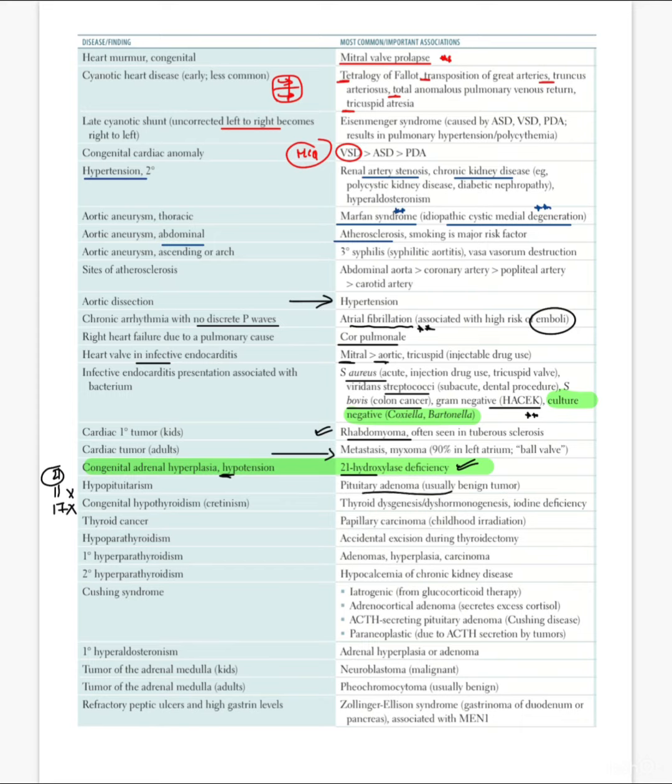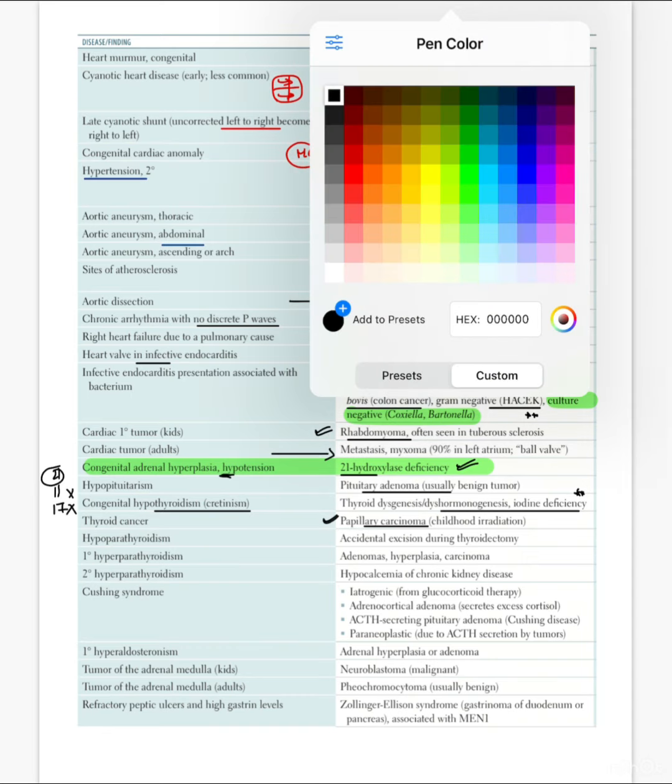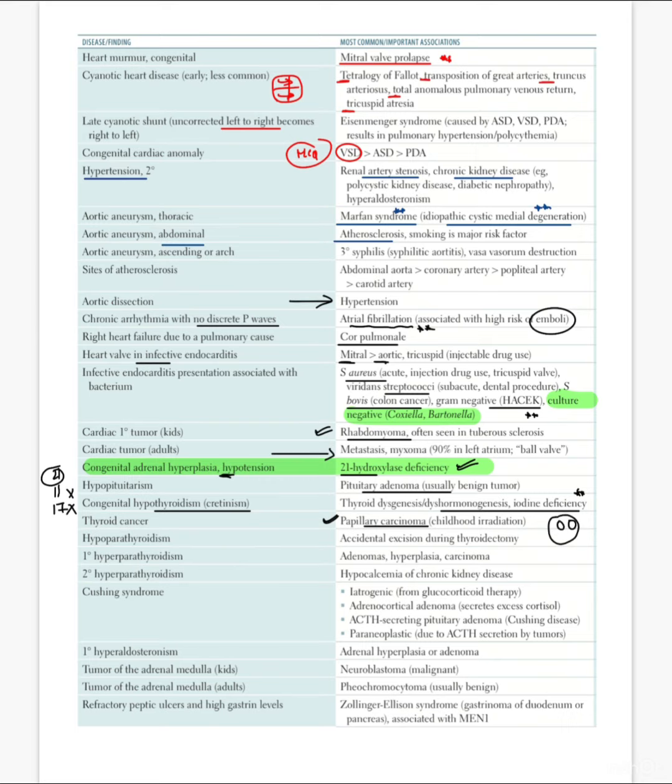Then hypopituitarism, that is pituitary adenoma. Congenital hypothyroidism, guys, okay. So basically the reason may be thyroid hormone dysgenesis, iodine deficiency, thyroid cancer. The most common is papillary cancer, guys, okay. So this is again very important, guys. Papillary cancer, where you see the nucleus is blank, not filled inside, Orphan Annie eye nucleus. Then, guys, we have this, which is not so important.